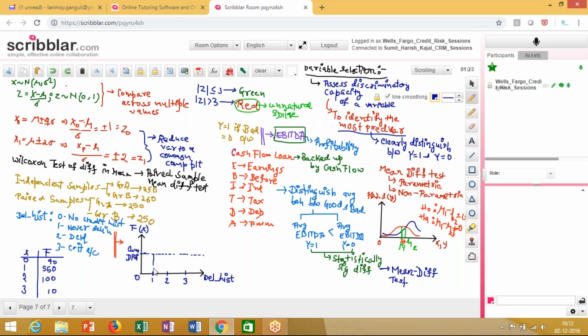So the highest value is 0.55. Then comes 0.65. Then comes 0.69. And then finally it goes up to the last. Right? So this is your 1.